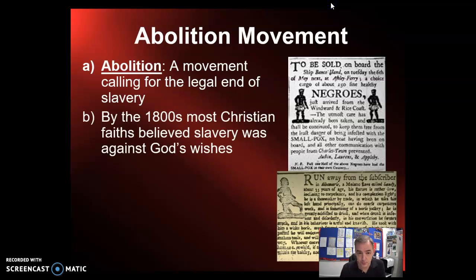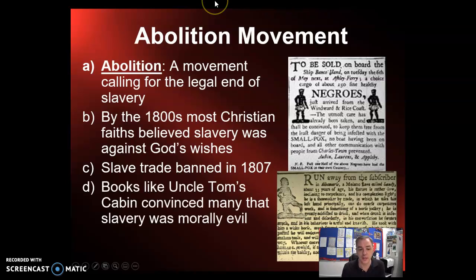Most Christian groups in the 1800s saw it as a sin. It was against God's wishes that humans would own other humans. The slave trade was banned by Congress in 1807. These are efforts by abolitionists in order to stop slavery legally.